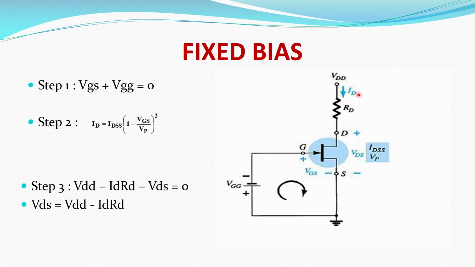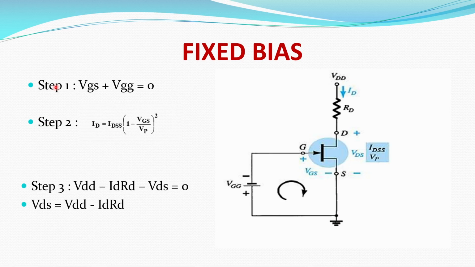And then next, from drain to source voltage, the voltage is denoted as VDS. So this is the simple fixed bias circuit of the FET amplifier. So in the first step, from the fixed bias circuit, we are going to calculate the voltage values. So that is VGS and then VDS. And then next, ID is constant for the JFET amplifiers.